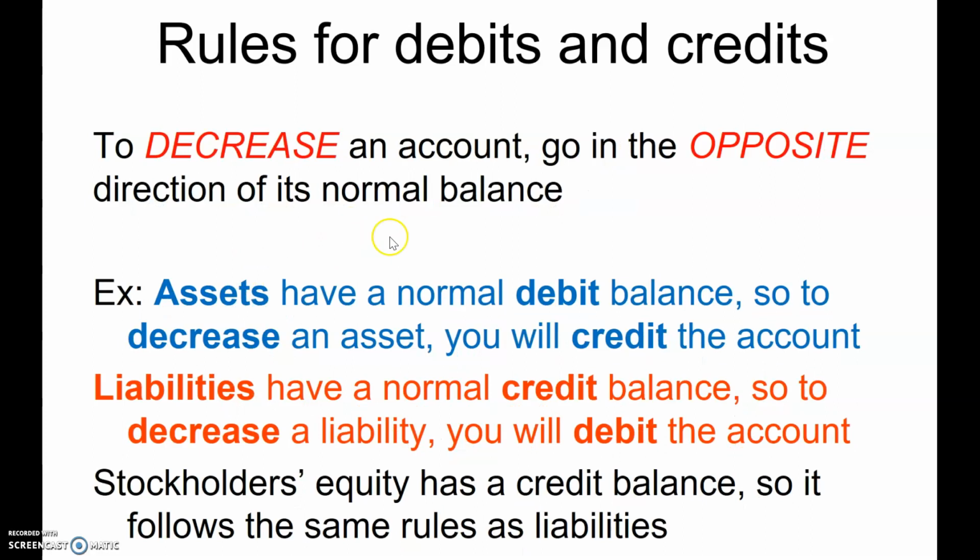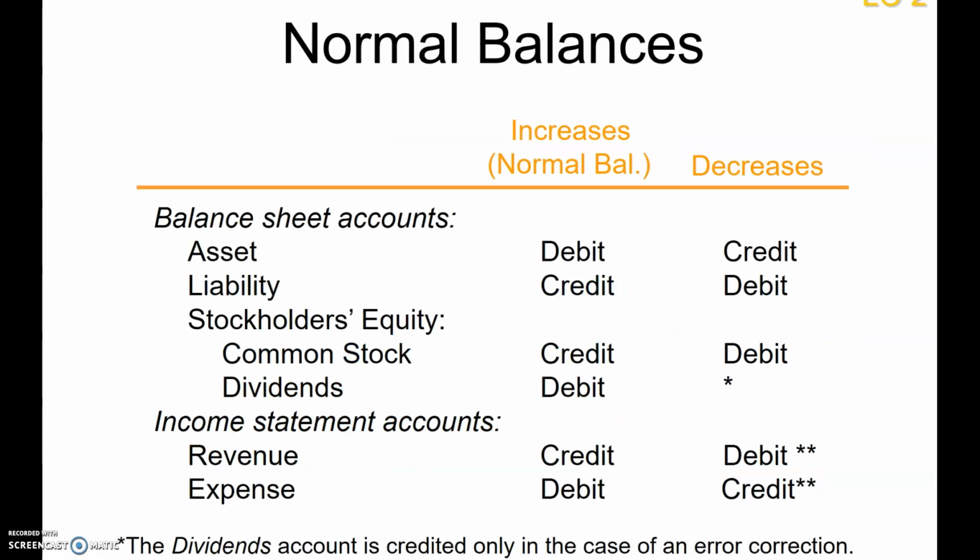Okay. So that's what we're saying here. If you're decreasing an account, you do the opposite of the normal balance. So if you remember the normal balance, that's the direction you go when it's increasing. When it's decreasing, you go the opposite. Okay. So here's our overall. We can see increase and normal balance are the same column. Decreases are the opposite.